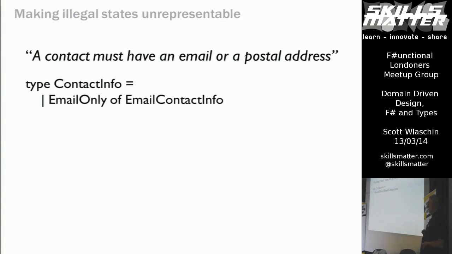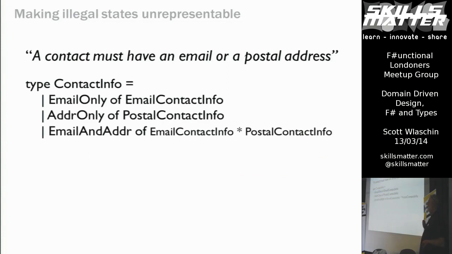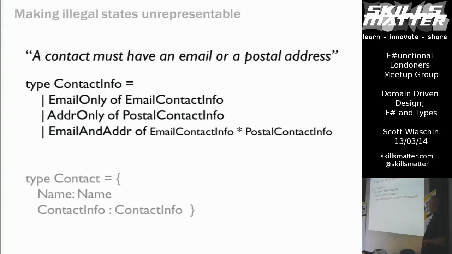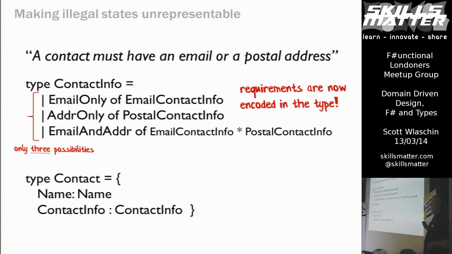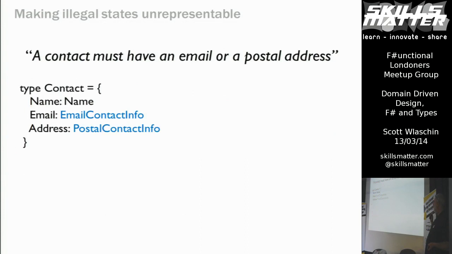Well, we have an email-only choice, and we have an address-only choice, and we have an email and address choice. So we've encoded exactly that business rule into our type system. There is no 4th choice. There is no email missing and address missing choice. So you literally cannot have both of them missing because it's not one of those choices. And now, before we had a separate email address and postal address, and now we have a generic contact info. So only 3 possibilities. And the requirements are encoded in the type.